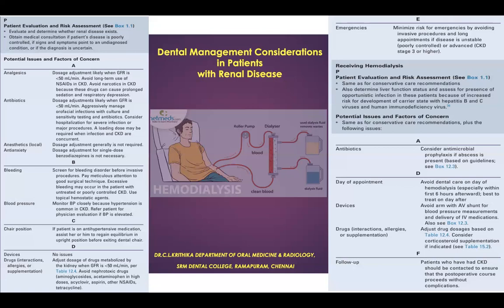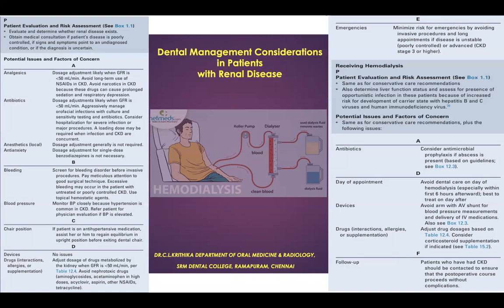Antibiotics. We should consider antimicrobial prophylaxis if abscess is present. Daytime appointments are preferable. Avoid dental care on the day of hemodialysis, especially within the first 6 hours and afterwards. Best to treat on the day after. Avoid the arm with AV shunt for blood pressure measurement and delivery of IV medications.